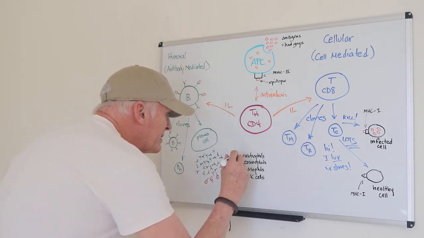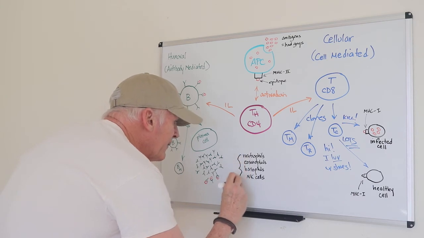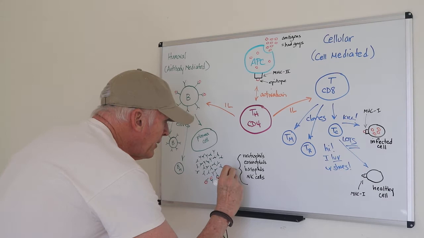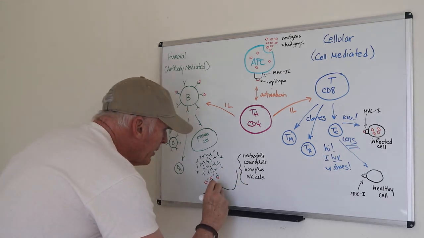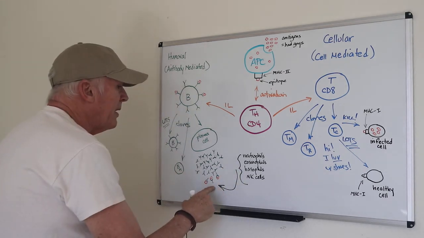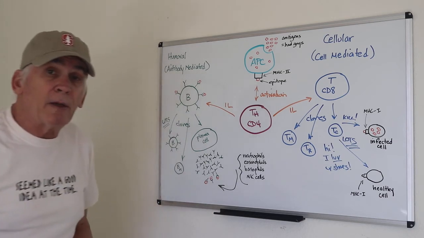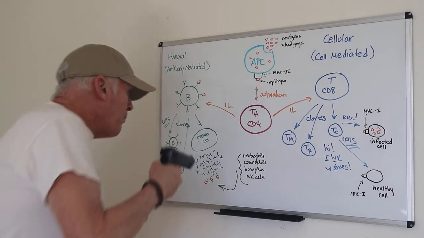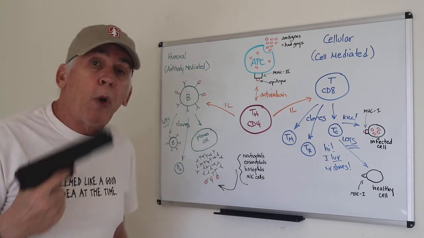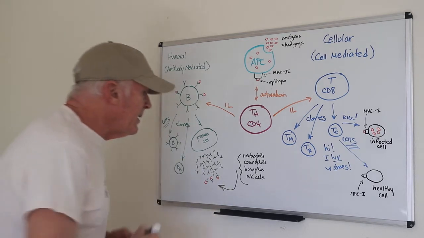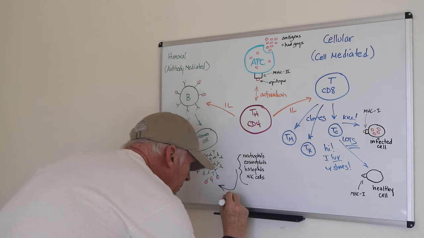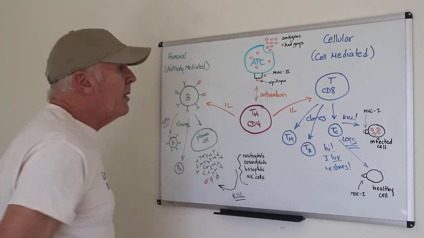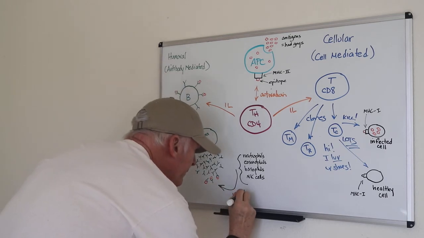The innate immune system, neutrophils, eosinophils, basophils, natural killer cells, what are they going to do? They're going to come over here and find anything that's handcuffed to an antibody. And what are they going to do to anything they find handcuffed to an antibody? They're going to kill it, all right? Kill.